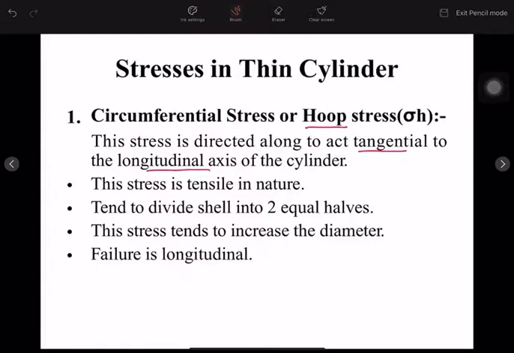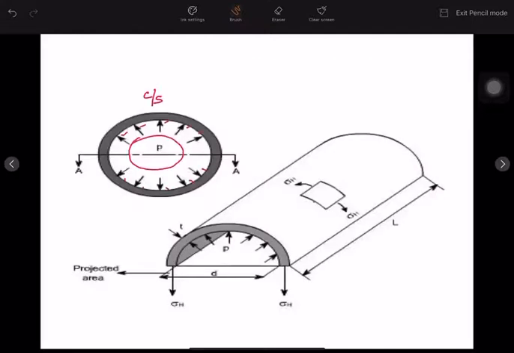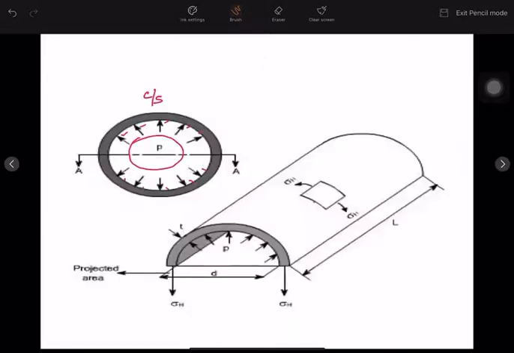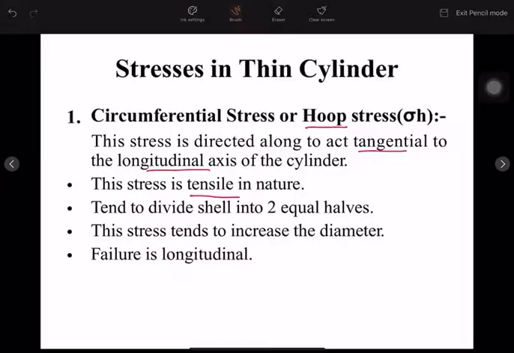So in the definition, they have mentioned that it will act tangential to the longitudinal direction. And what are the common features of this stress? First, this stress is tensile in nature, so it will try to enlarge this cylinder like this. And next, it will tend to divide the shell, nothing but the cylinder, into two equal halves.